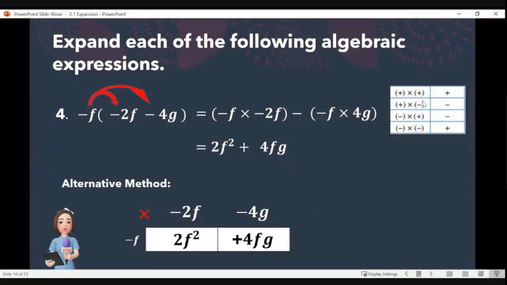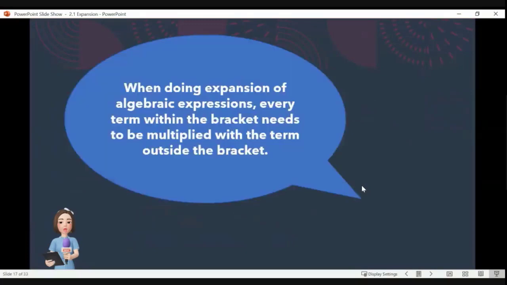So, when doing expansions of algebraic expressions, hold on, I have to take a call. I'll give you a break.